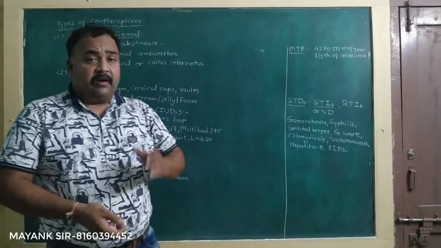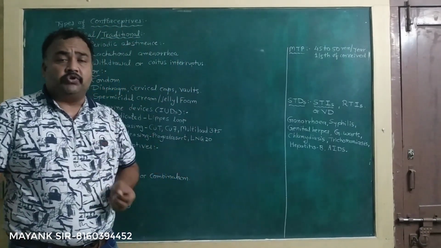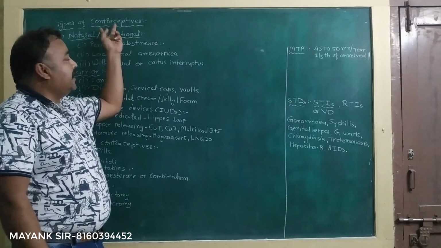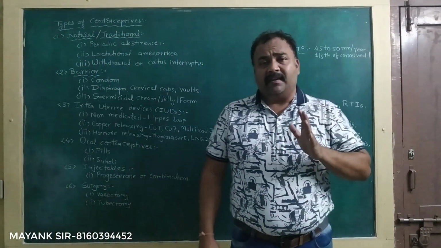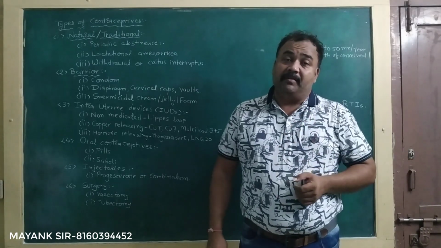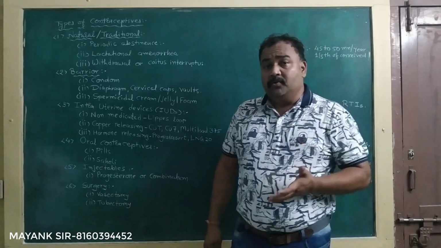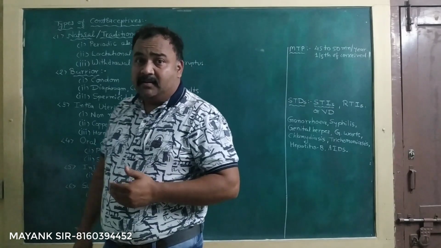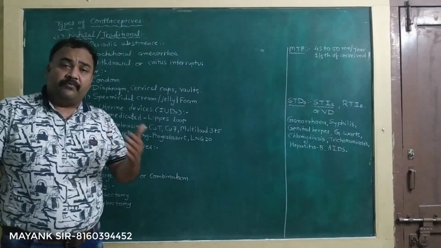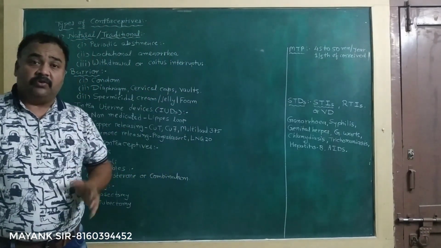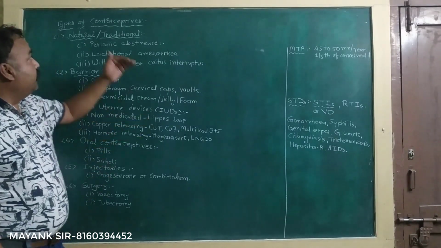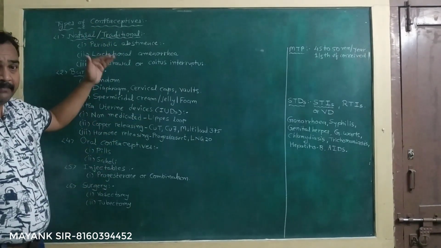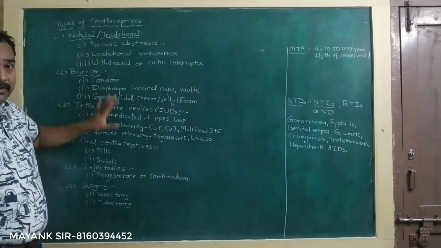Students, now we are going to discuss the second topic, and that is known as types of contraceptives. Contraceptives are nothing but the devices or the methodologies which are used to prevent the implantation or fertilization after coitus, or to space the children. Various kinds of contraceptives are written on the board.